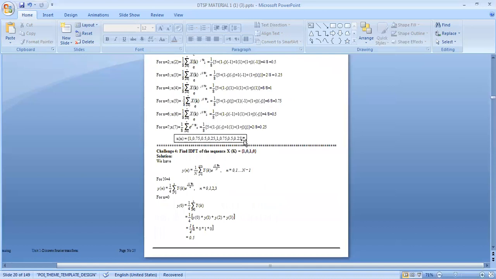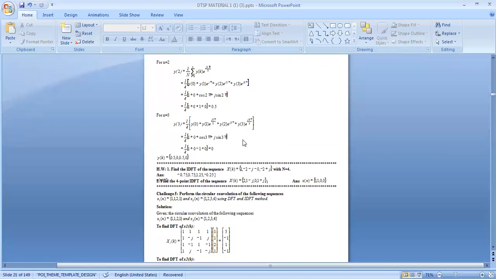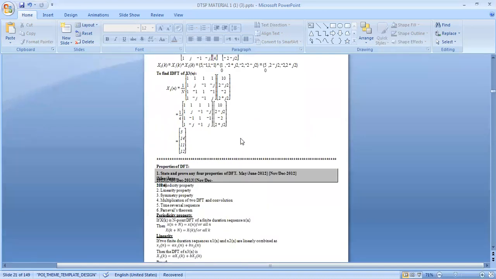So the first property, what does it say? Periodicity. The periodicity property is: if x of k is the n-point DFT of a finite duration sequence, then x of n plus n is equivalent to x of n for all values of n. Similarly, x of k plus n is equivalent to x of k for all values of k. This is about periodicity.